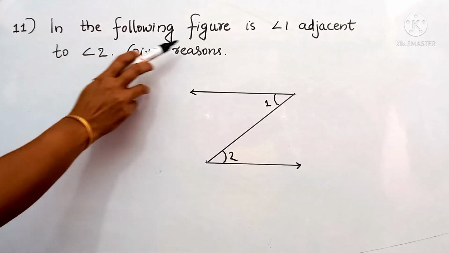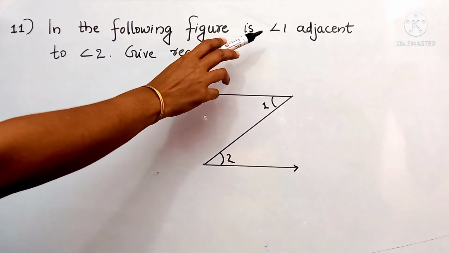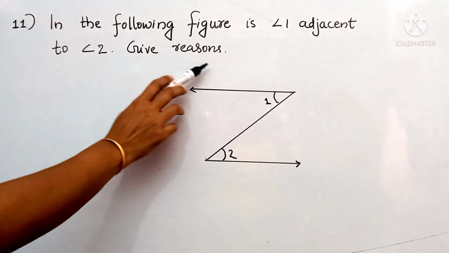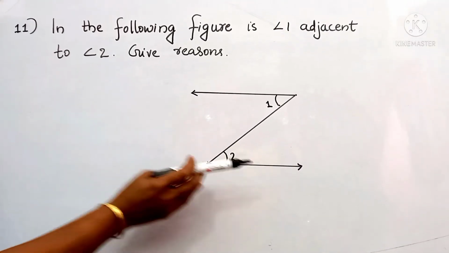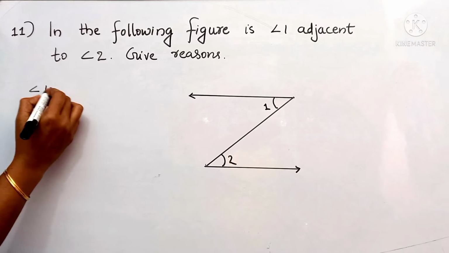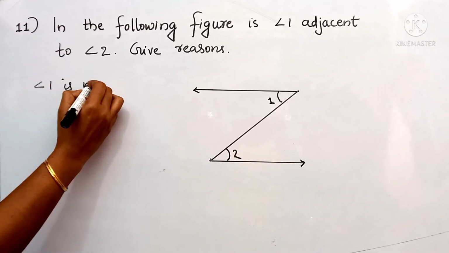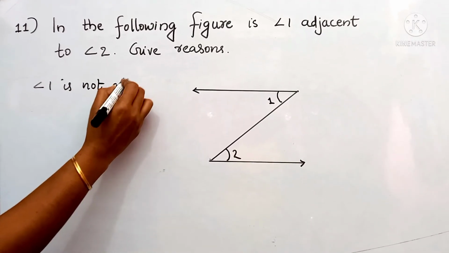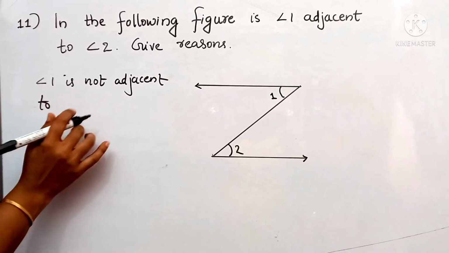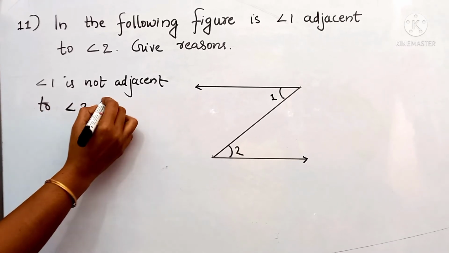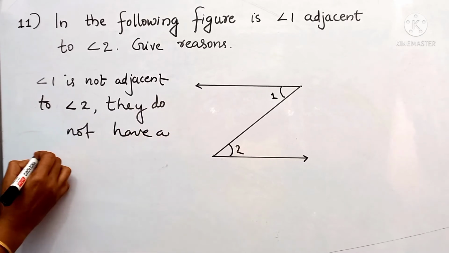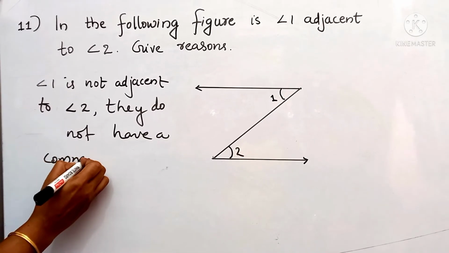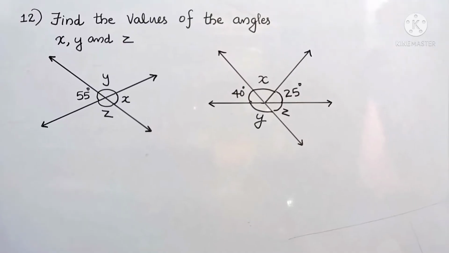Question number 11. In the following figure, is angle 1 adjacent to angle 2? Give reasons. By observing this figure, we could understand angle 1 is not adjacent to angle 2. Angle 1 is not adjacent to angle 2 because they do not have a common vertex. This is the reason.